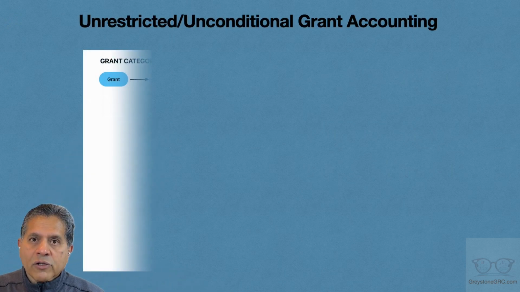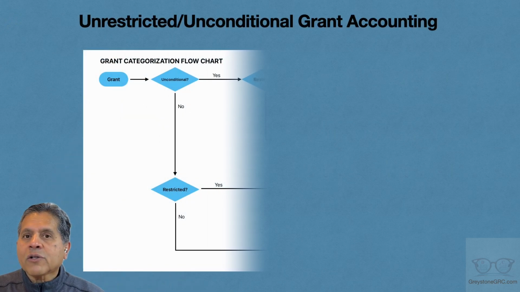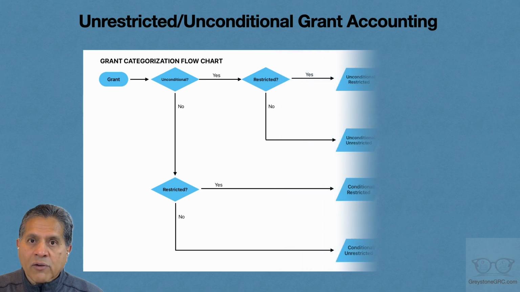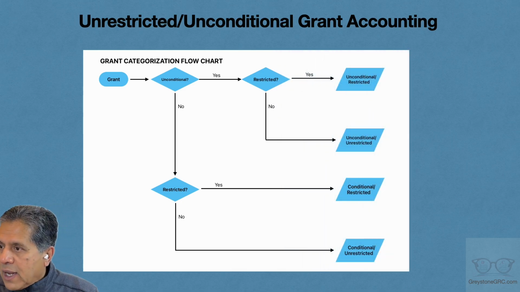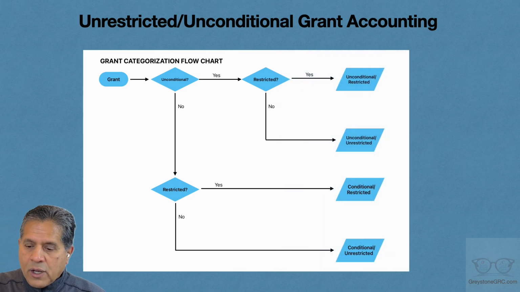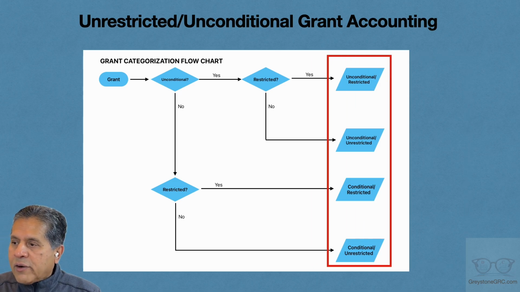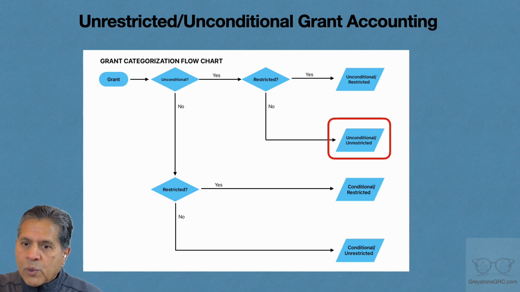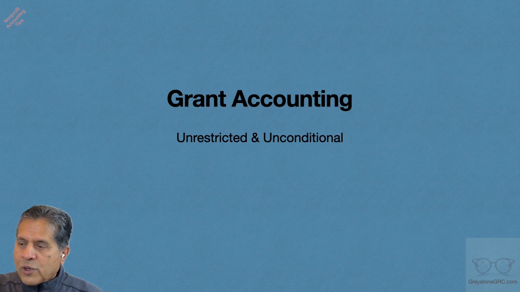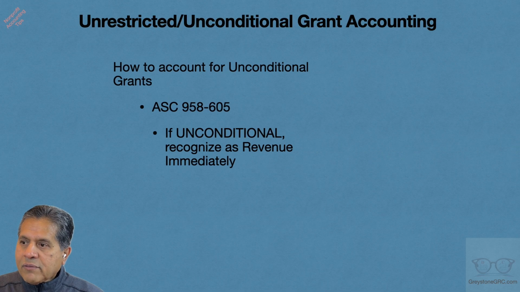In the previous video, we talked about how every grant falls into one of four buckets, and the bucket it falls into will make a difference as to how you account for it. And these were unconditional restricted, unconditional unrestricted, conditional restricted, and conditional unrestricted. In this video, we're focused on unconditional and unrestricted grants. Once you've determined a grant follows that, here's how we account for it.